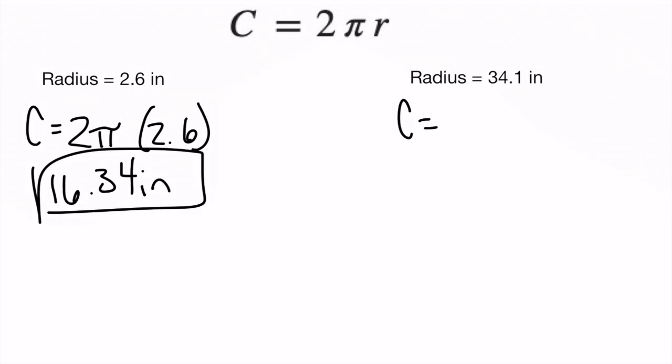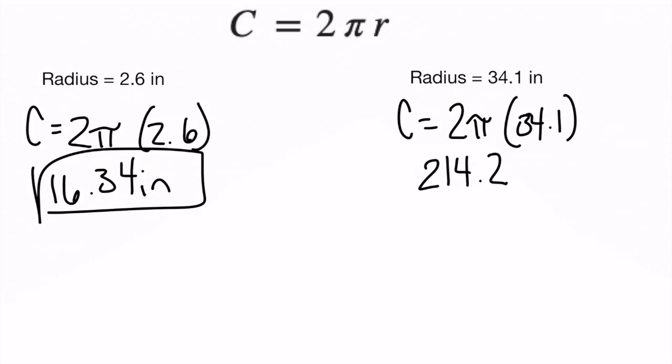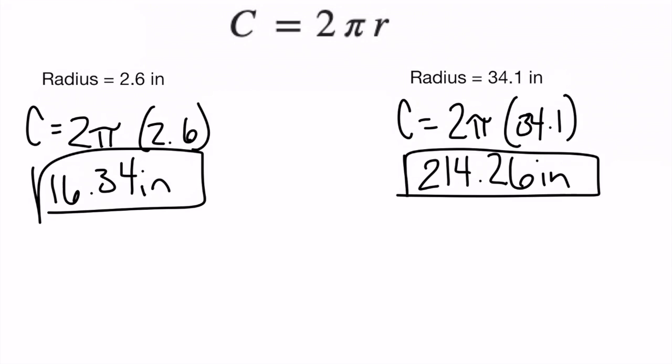Same thing with this one. Circumference equals 2 pi times 34.1, which will give us 214.26 inches. It's just like that. That simple, that easy, just using the formula over and over. So go ahead and try these on your own.